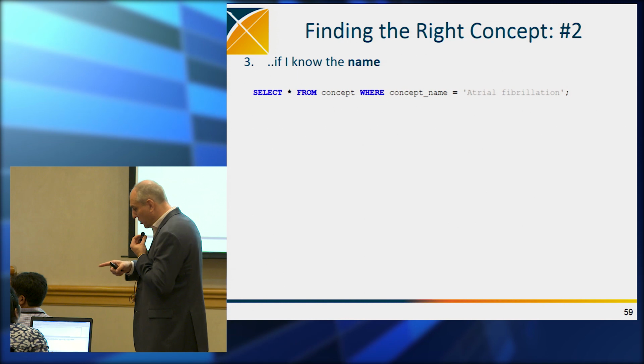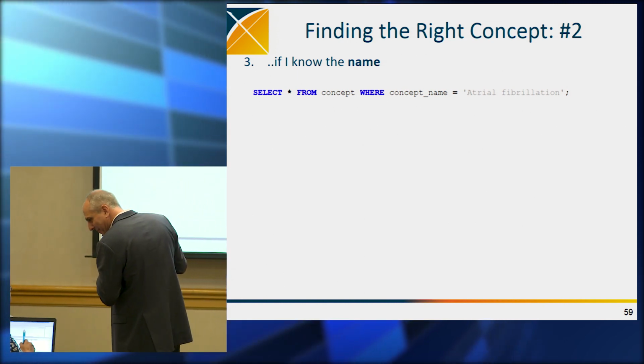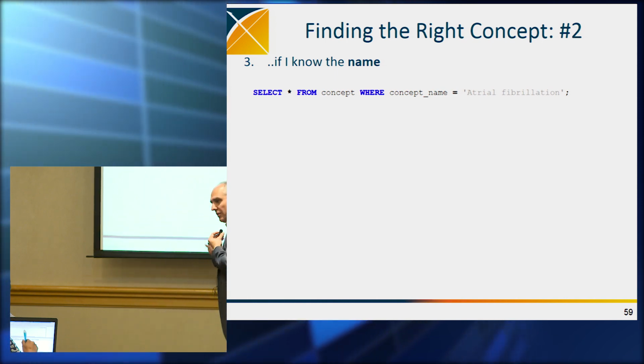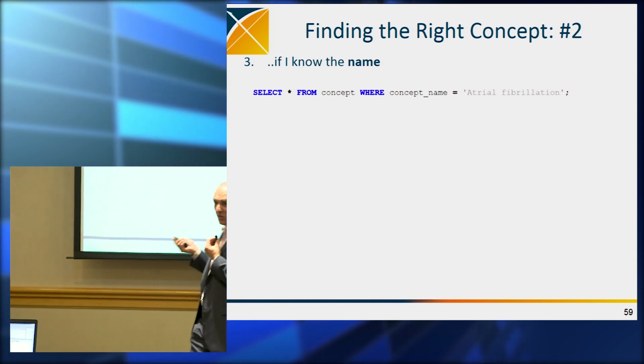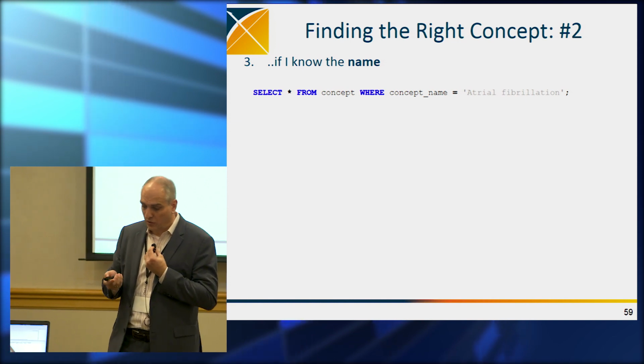Yeah, you'll see that in a minute. Hold the thought. We're going to get there. If you know the name, here you go. Perfect segue. If you know the name, and this is usually what you do, right? You don't know the code and you don't know the ID. You know the name. You need to find patients with atrial fibrillation. That's what you need to do, right? That's when you go to work and you start the study.